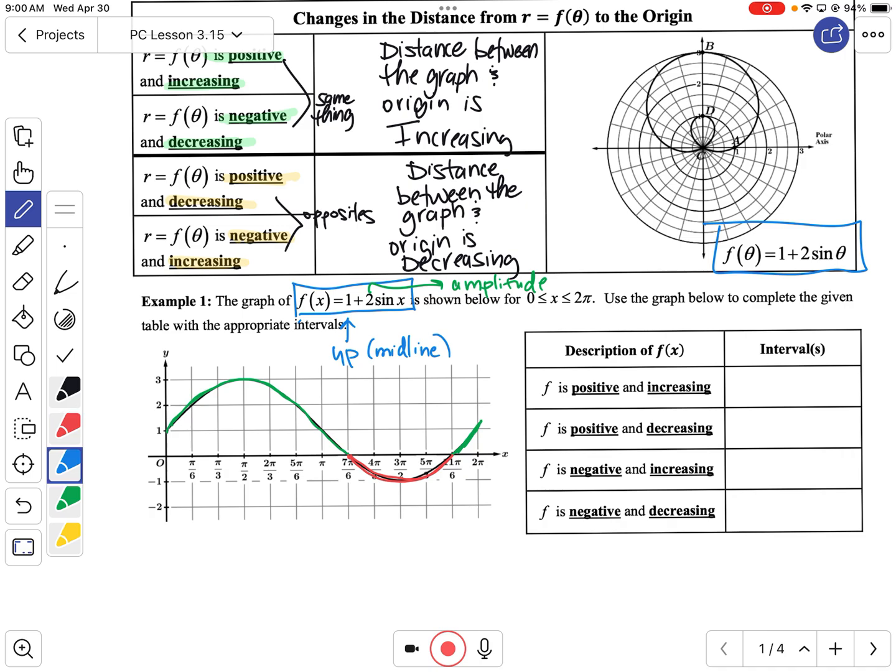Of those positive pieces, let's describe where the graph increases. I'm going to increase until I get to pi over 2, and then I'm going to increase again over here at the end. Those are my positive and increasing intervals. All right, so let's write those. It comes from the x-axis, so positive and increasing, we would do 0 to pi over 2, and then it looks like 11 pi over 6 to 2 pi. You can use brackets or parentheses, doesn't matter.